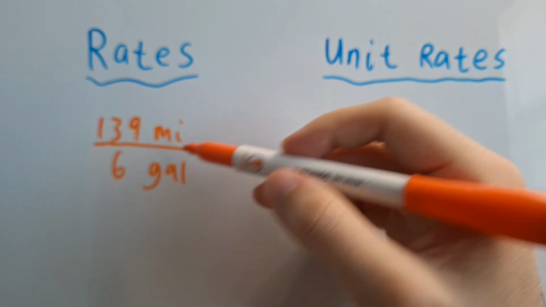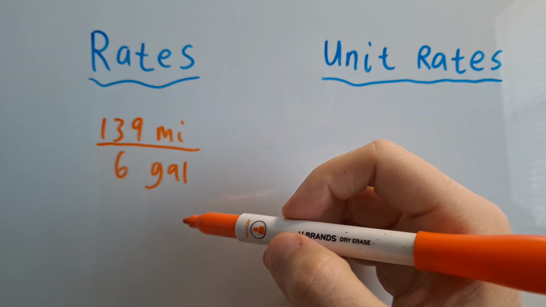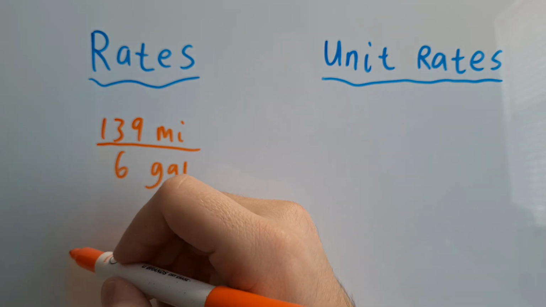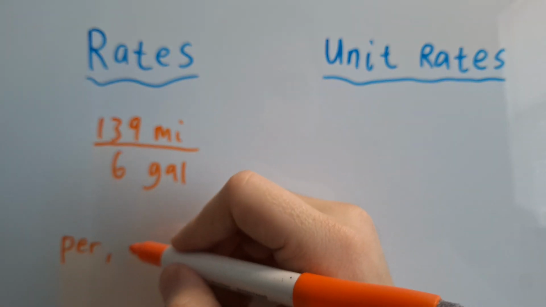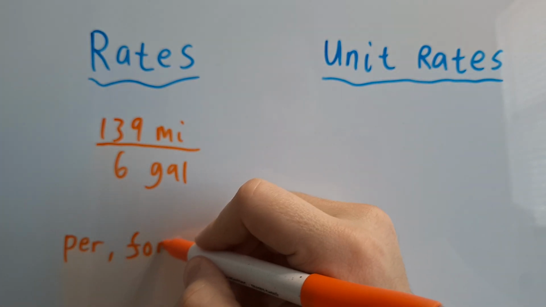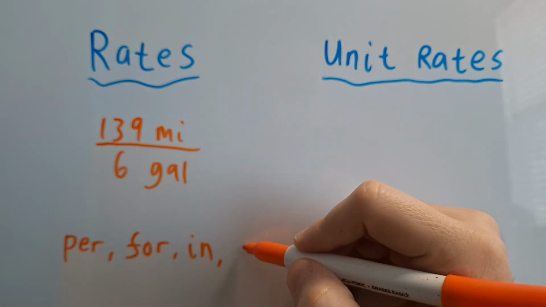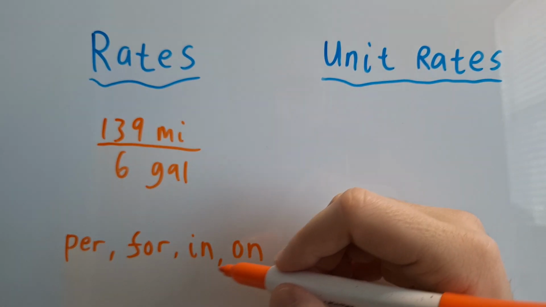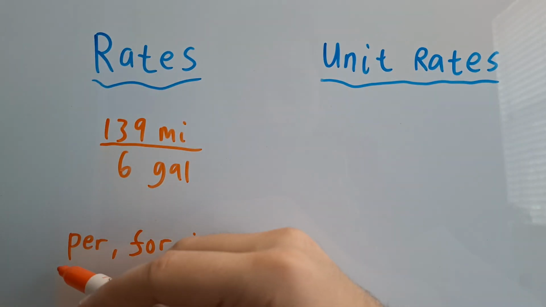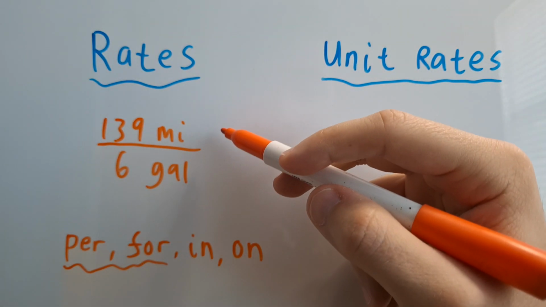Now there are several key words that would imply the fact that we're using rates, and here's just a couple of them. We can say per, for, in, and on. These last two are fairly uncommon. I'd say the more common times you'll see per and for.